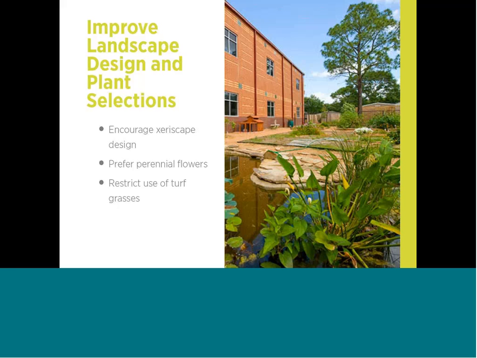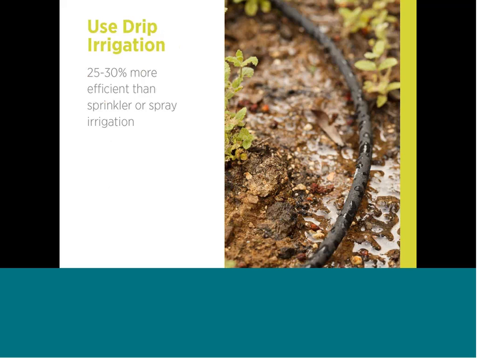Proper landscape design and plant selection can also help your school reduce its water consumption, such as the use of xeriscape design and perennial flowers. Instead of conventional sprinklers, consider using drip irrigation, which is 90% efficient and can generate significant annual water cost savings to justify higher upfront costs.